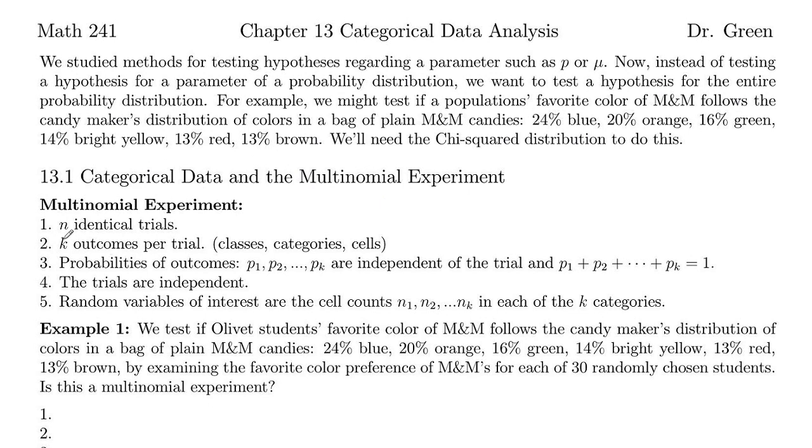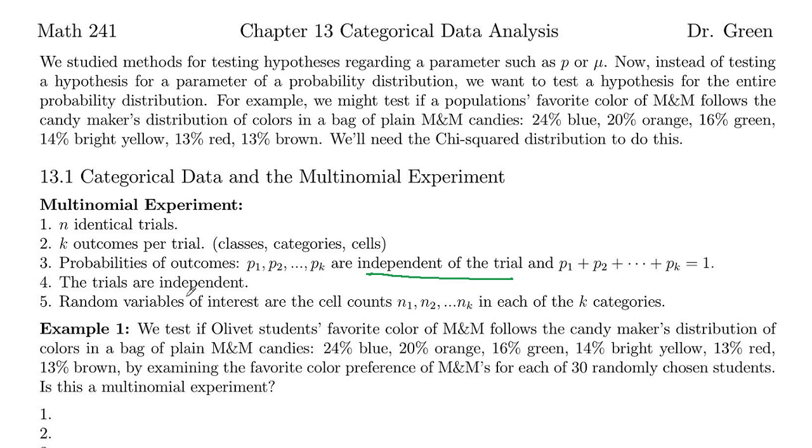So in a multinomial experiment, you have n identical trials, so a fixed number of identical trials, and k outcomes per trial, so the same number of outcomes per trial. Those could be classes or categories, or sometimes we'll refer to them as cells. And then we'll have probabilities of outcomes, P1, P2 up to Pk, and they have to be independent of the trial. And the sum, P1 plus P2 up to Pk, has to equal 1. In other words, those probabilities have to form a probability distribution.